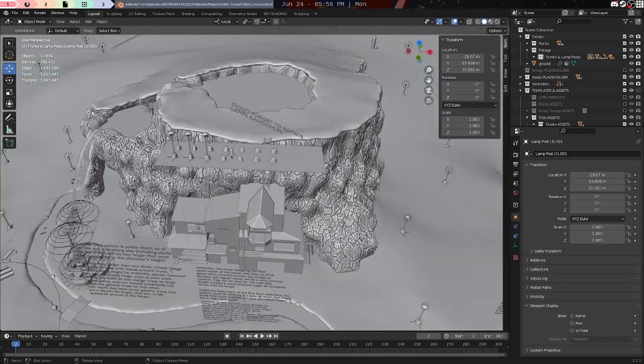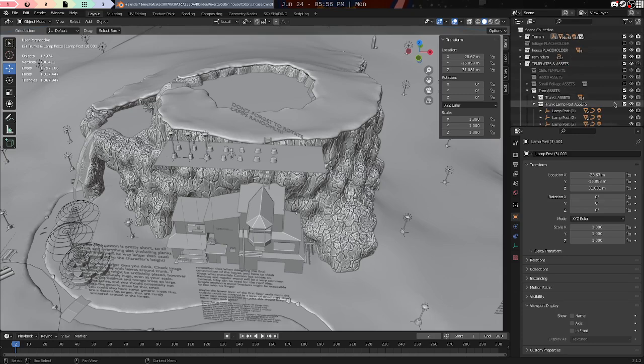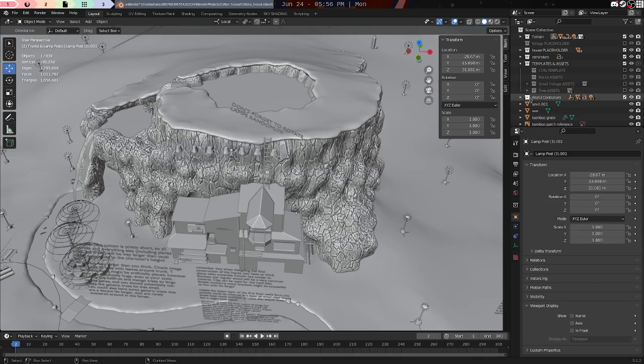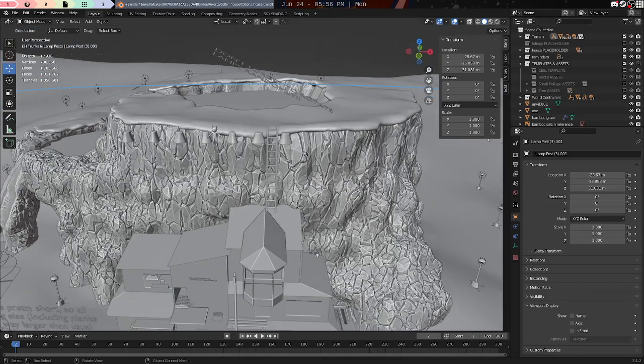I think that is it of what I've added since the last video. At least those should be the biggest things. Terrain templates. Yeah, just that.